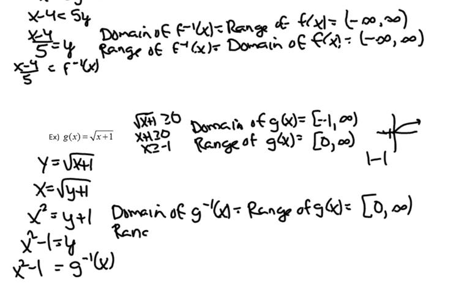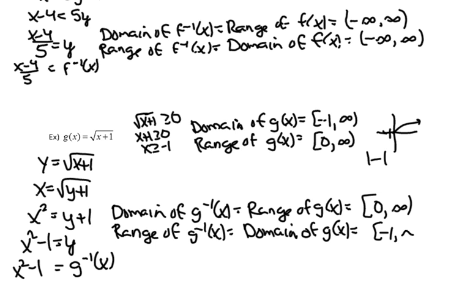The range is exactly the same as the domain of the original. Now, this is easy to figure out. Again, when I plug in 0, I get negative 1. That's the smallest value I have plugging in my domain for the inverse. So it should be greater than or equal to negative 1. Well, if you notice, the domain is exactly the same. So that should be negative 1 to infinity.